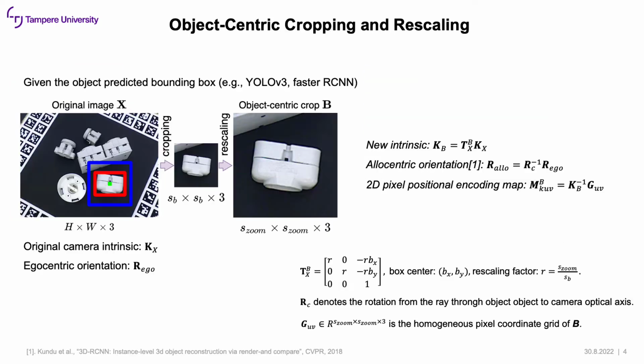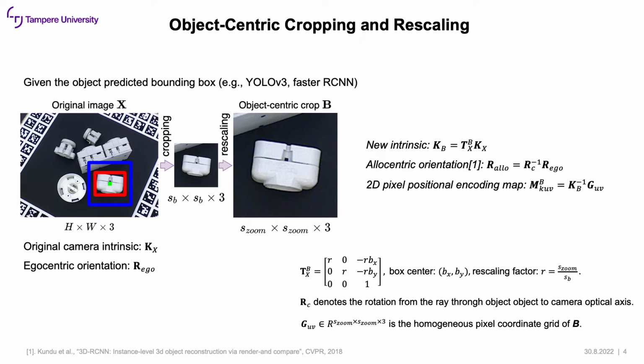and inference. Before feeding the input to the network, we first crop the object of interest from the original RGB image using the predicted bounding box and rescale it to a fixed size. This process can be formulated as a 2D transformation represented by T. A new calibrated camera intrinsic K_B can be obtained for the object-centric crop using the transformation.